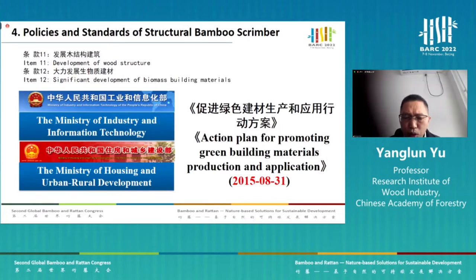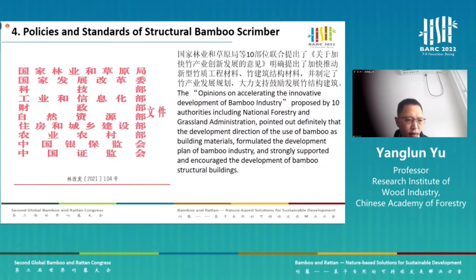Fourthly, I will talk about the policies and standards of structural bamboo scrimber. In 2015, the MIIT and the Ministry of Housing and Urban-Rural Development issued an action plan for promoting the production and application of green building materials, which proposed the development of biomass building materials. However, in reality, the development is very slow because the core issue is that bamboo structures cannot get licenses for buildings. This is a great barrier for the further development of wood structures and for bamboo scrimber.